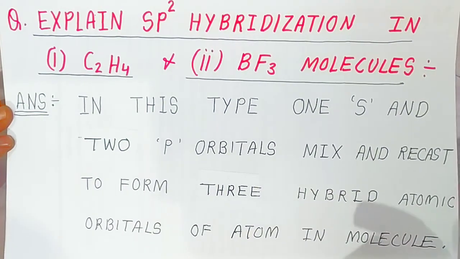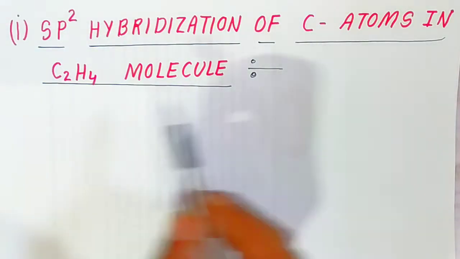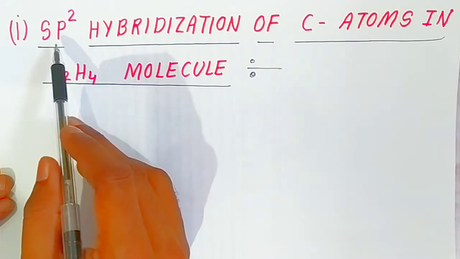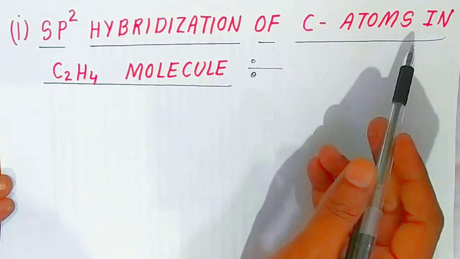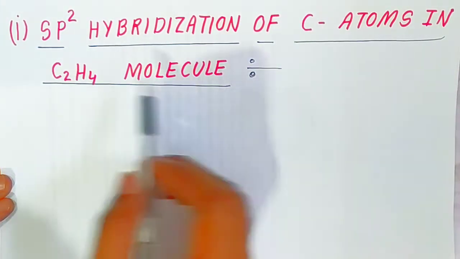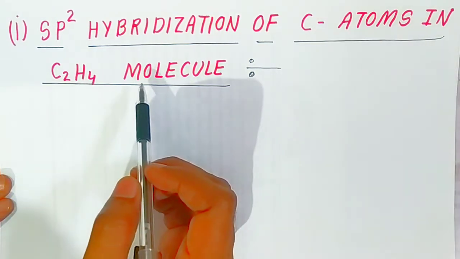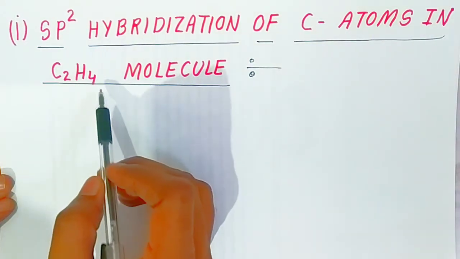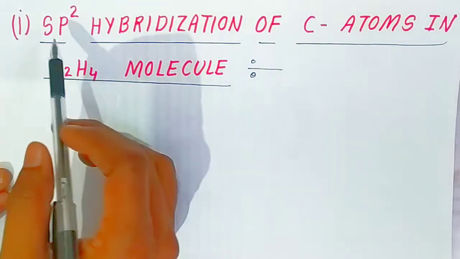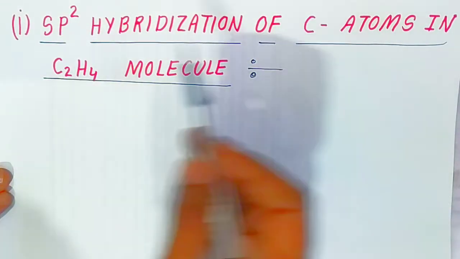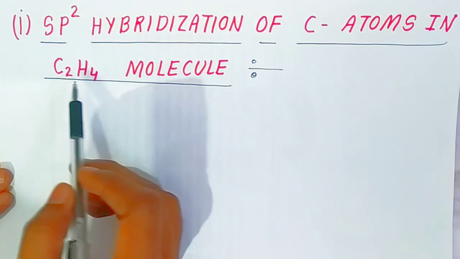Now students, the first molecule we are going to see is ethene. We are going to see sp2 hybridization of the carbon atom in the C2H4 molecule, that is the ethene molecule. Ethene is made up of 2 carbon and 4 hydrogen. So we are going to see sp2 hybridization of the carbon atom in the ethene molecule.